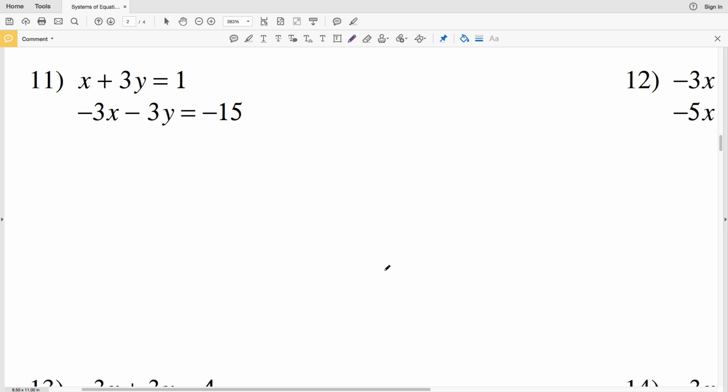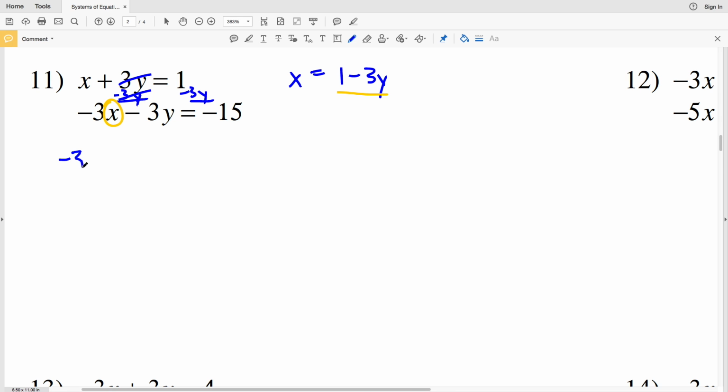Now that you've hopefully done that, in number 11, we're going to switch things up a bit, and instead of solving for y, we're going to be solving for x at the start, or writing x in terms of y. So subtracting 3y from both sides, I'll get that x is equal to 1 minus 3y. So now I'm going to take that quantity 1 minus 3y and plug it in for x.